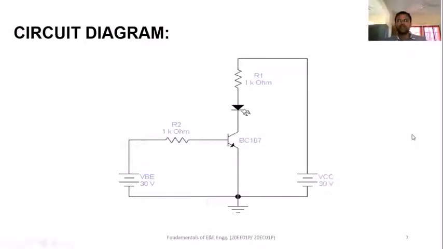So this is the circuit diagram of part B of the experiment: construct and test the transistor as an electronic switch. Here in the circuit diagram, this is one channel of the RPS, and this is the second channel of the RPS. The positive of the RPS is connected to a resistor of 1 kilo ohm value, and the same will be connected to the base part.